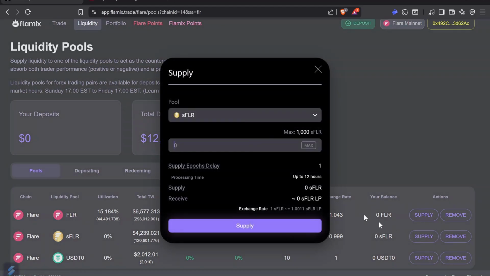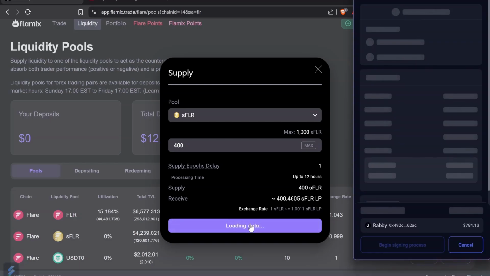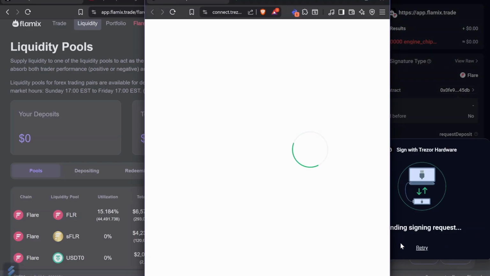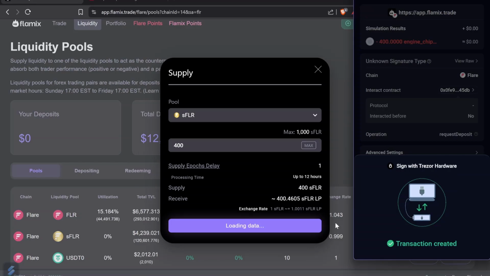Let's do supply and let's do 400 sFLR, which is like $15, give or take. And then because it's at a loss, I'm getting a little bit more of the LP, which is nice. So supply. I'm signing on my Rabby wallet. You won't be able to see the process, but Rabby and Trezor. Okay, confirm, continue, confirm.